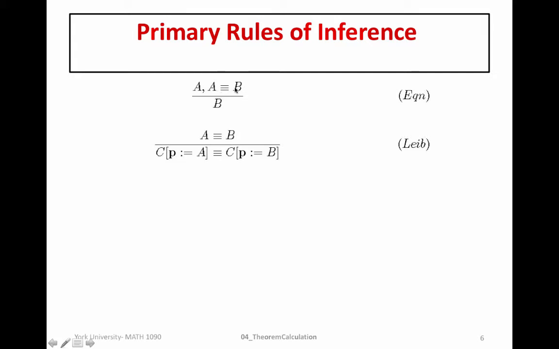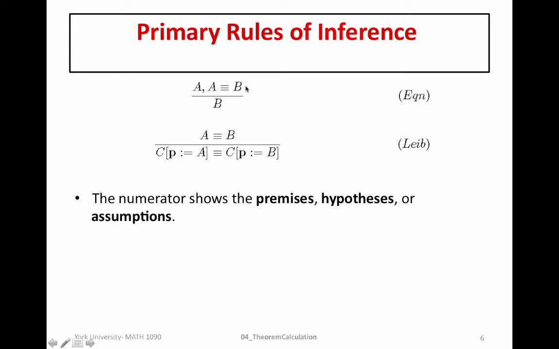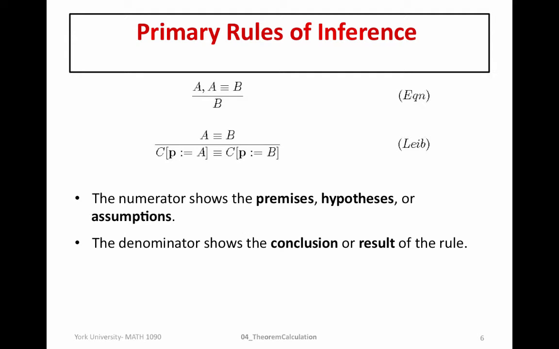So by our understanding of equivalence, this rule of inference should hold. So if A is true and A is equivalent to B, then we know that B is true based on the semantics that we have defined in terms of equivalence. So you will see that the numerator in the rule of inference shows the premises or hypotheses or assumptions that we are taking to be true, and the denominator shows the conclusion or result of the rule. So as I said, if we assume that both A and A equivalent to B are true, then we can conclude that B is also true in this rule of inference, equanimity.